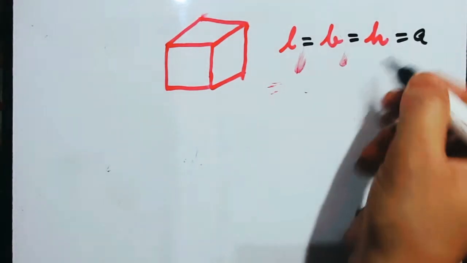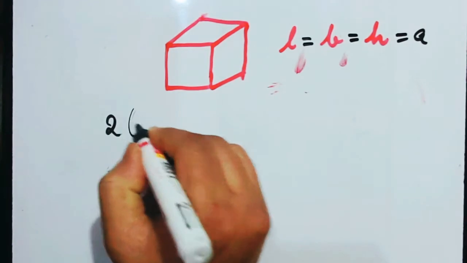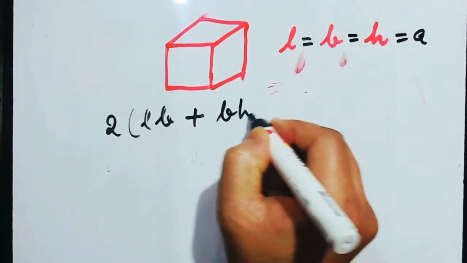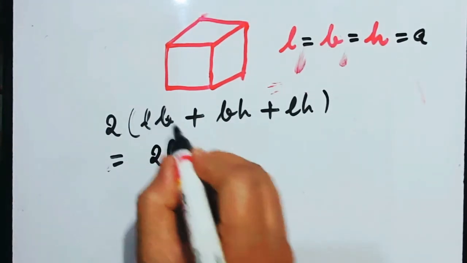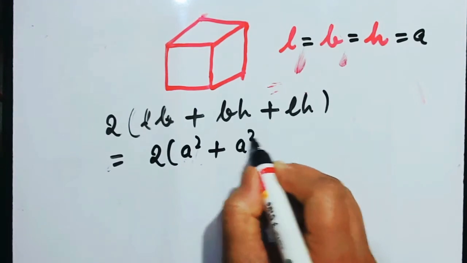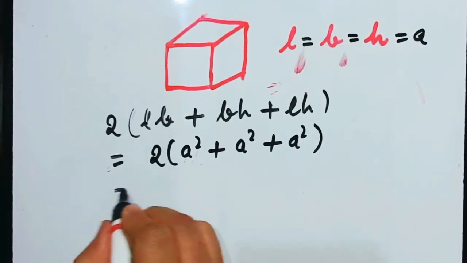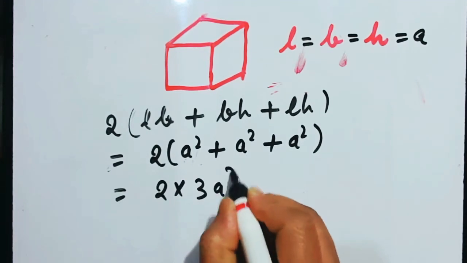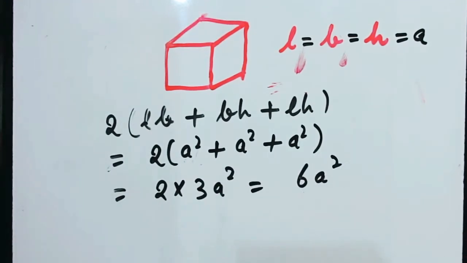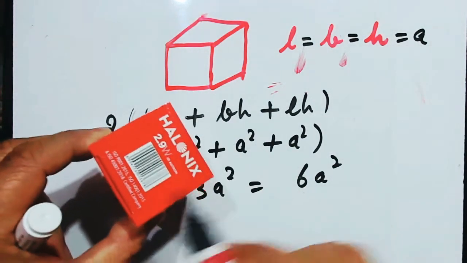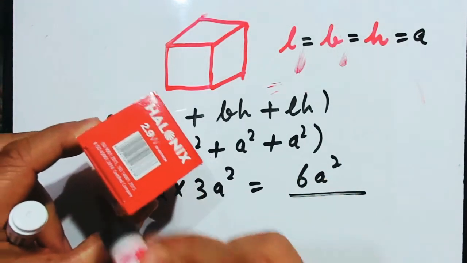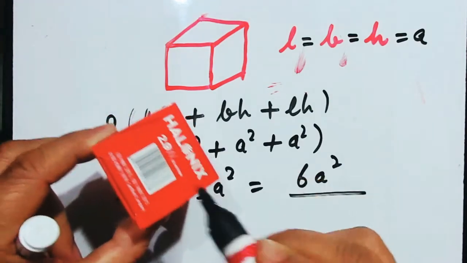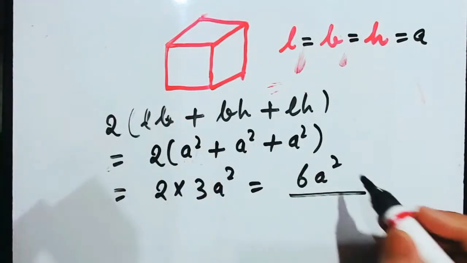Therefore, let us put this in the formula, that is 2(LB + BH + LH). So it is equal to twice A into A square plus A square plus A square, which will give you 2 into 3A square, meaning 6A square. It means you find out the area of the front face, one of the faces, and multiply it by 6, because the area of this particular portion is A square, and the area of a square is side into side. So we have 6 of them, so 6A square.